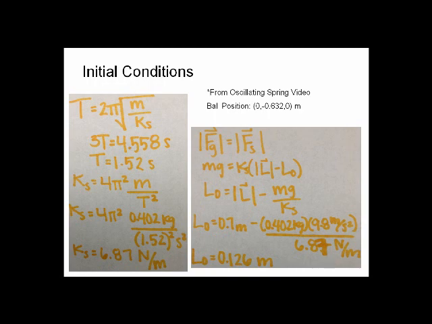Since I did not know the stiffness constant and relaxed length of the slinky, I decided to use the spring from the Lab5 video. I used that video to calculate the spring constant, the relaxed length, and its initial position, as shown here. The spring constant was 6.87 newtons per meter and L naught was 0.126 meters. Now I can move on to my code.